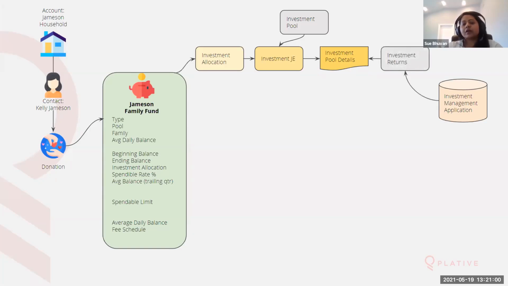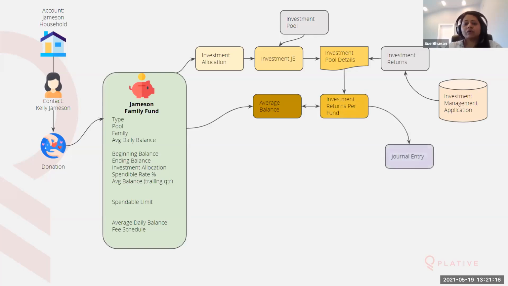And every month, when investment returns come from an external investment management application into NetSuite, based on the average balances and the investment pool details, NetSuite can create journal entries for allocations for realized gains and losses for each fund. So there can be many more segments like restrictions, revenue type, and cost center, just like Sam said, and you can assign these segments to all transactions and run financial reports by these segments.